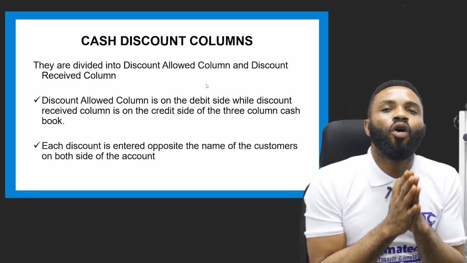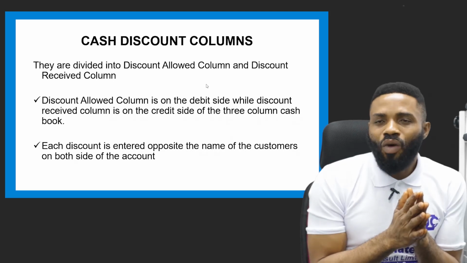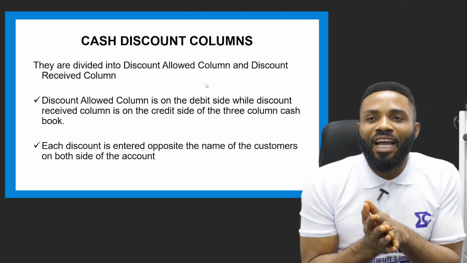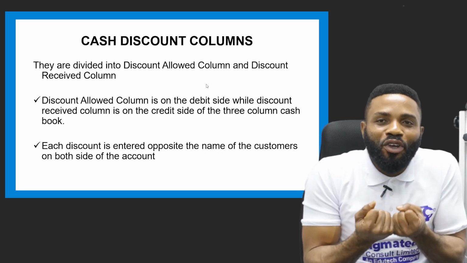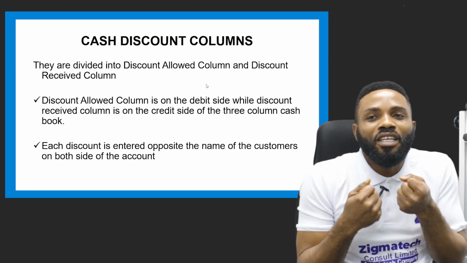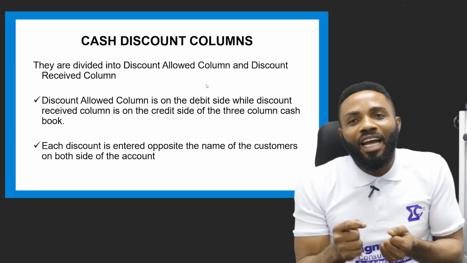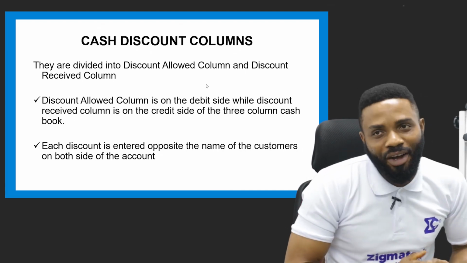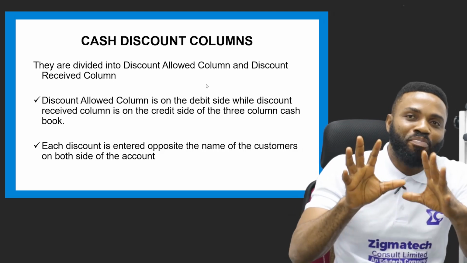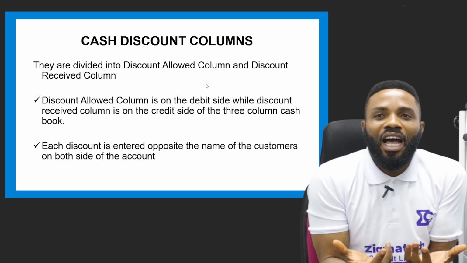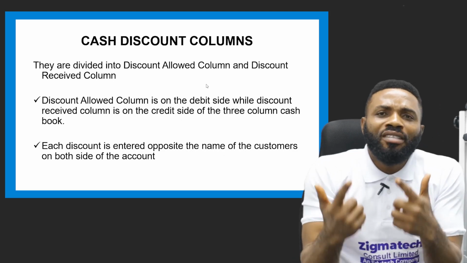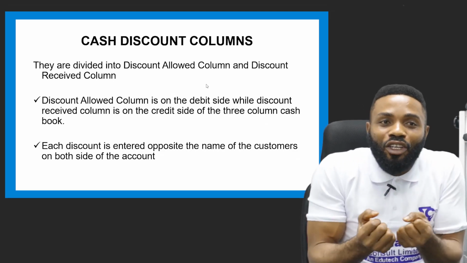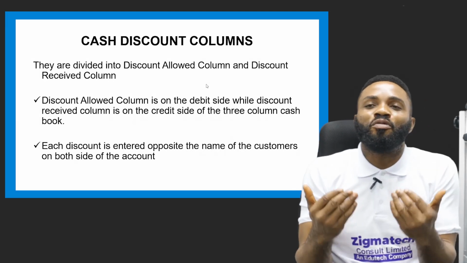And discount allowed is on the debit side. Why will discount allowed be on the debit side and discount received on the credit side, when what we receive is meant to be on the debit side and what we give or what we pay is meant to be on the credit side? If that question didn't come up in your mind, that means you didn't understand what I was talking about. Anytime I explain this concept, students will ask, sir, why will you put discount allowed on the debit side when what we are receiving is meant to be on the debit side, what we are giving is meant to be on the credit side?